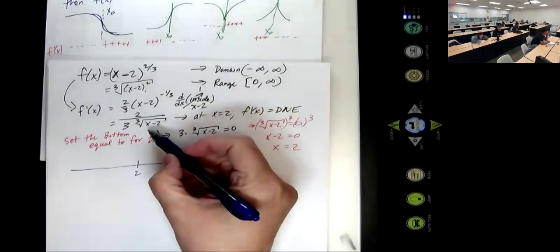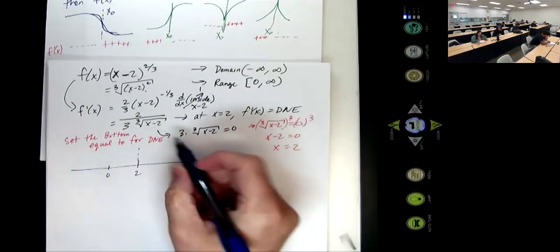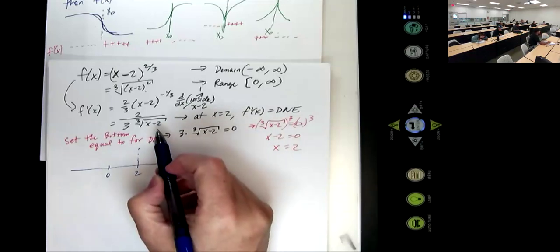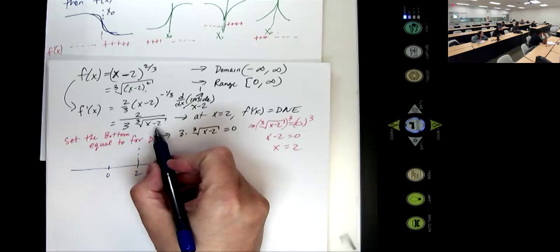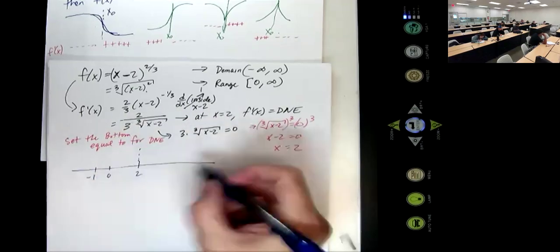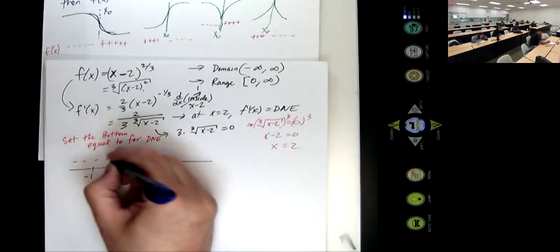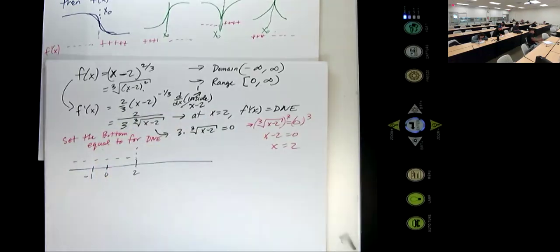If I stick in like 0, I have the cube root of -2. Cube roots, odd roots, you can have a negative on the inside, just even roots. But the cube root of a negative number, like cube root of -1 is -1. Maybe that's a better one to use, we'll use -1. So this denominator is negative, that makes this whole thing negative. So we've got a slope going downward to the left.